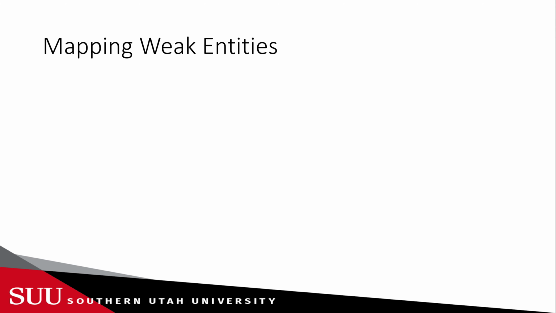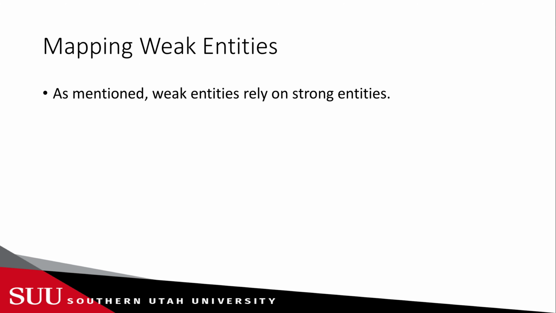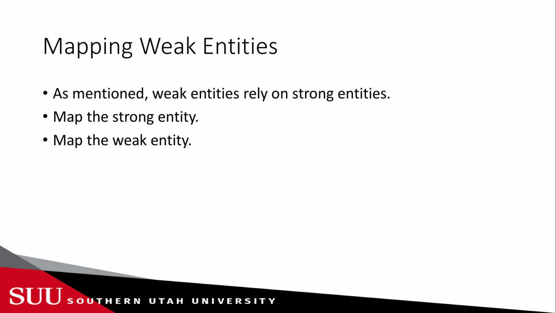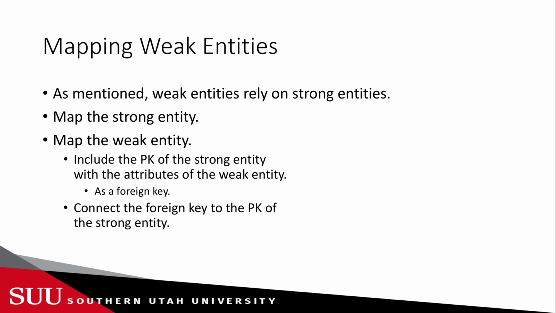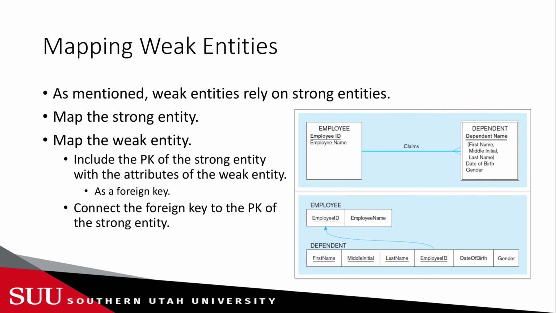Now for mapping weak entities, as we mentioned before, weak entities will rely on strong entities to exist. So we will map the strong entity first, and then we will map the weak entity. We will include the primary key of the strong entity with the attributes of the weak entity as a foreign key. And we will connect the foreign key to the primary key of the strong entity.